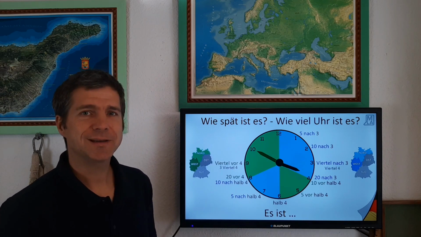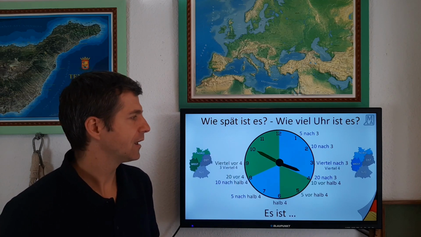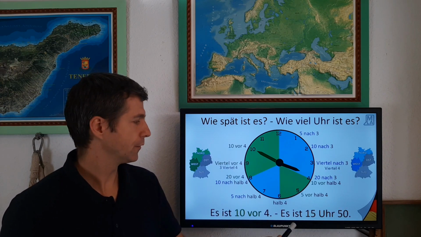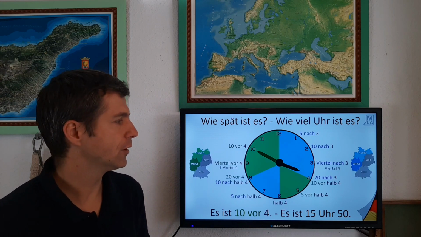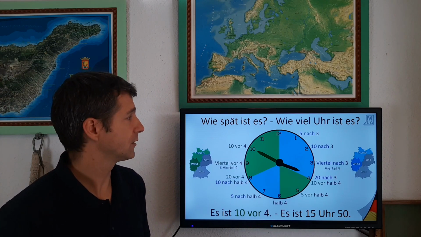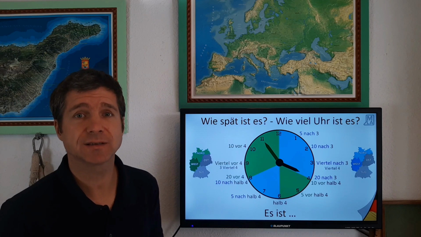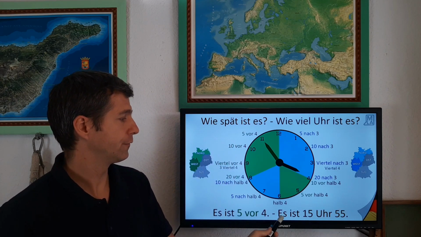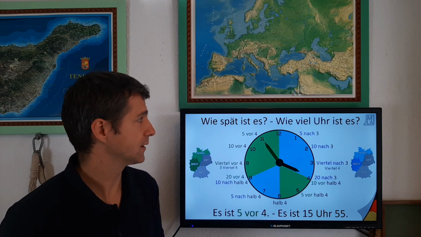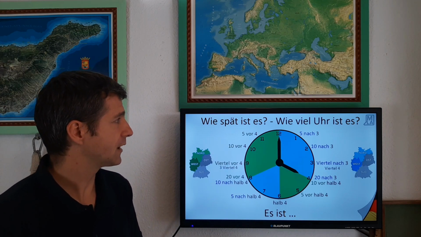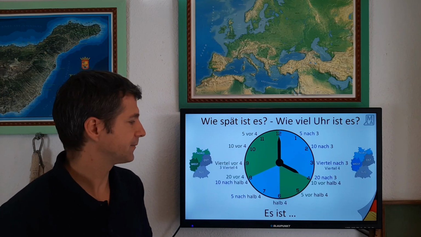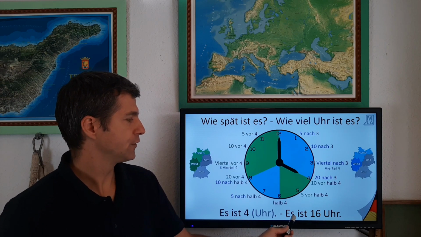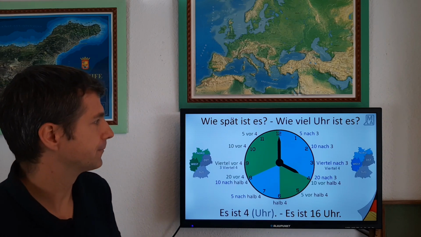Next one. Wie spät ist es? We are in the green zone, and then you have to say es ist 10 vor 4. Official way, es ist 15:50 Uhr. No? Logical. And the next one, it's easy. Wie spät ist es? Okay, es ist 5 vor 4. Official way, 15:55 Uhr. And the last one, so to complete the hour, wie spät ist es? That's easy. Es ist 4 or es ist 4 Uhr. No? You can choose. Official way, es ist 16 Uhr.